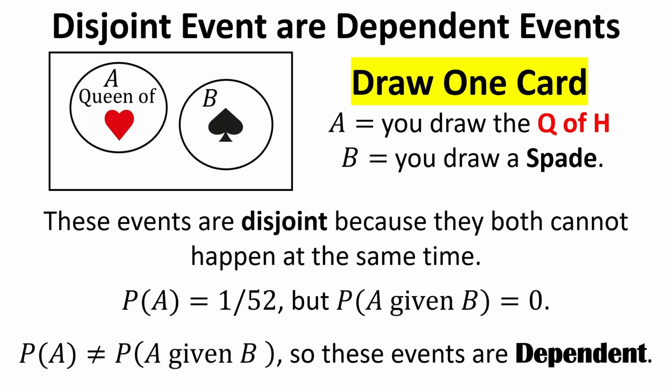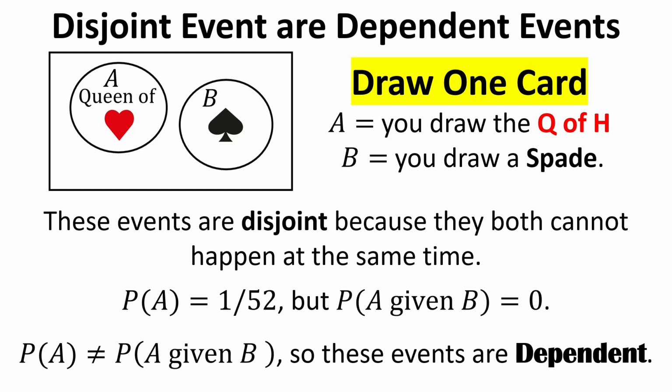And I'm just going to give you a little heads up. Every year, somewhere on a quiz or a midterm or a final, they give you a scenario, something like this, and ask you about it, whether the events are dependent or independent. And the reason they do that is because intuitively you would think disjoint events are independent because they don't overlap. But it's just the opposite.